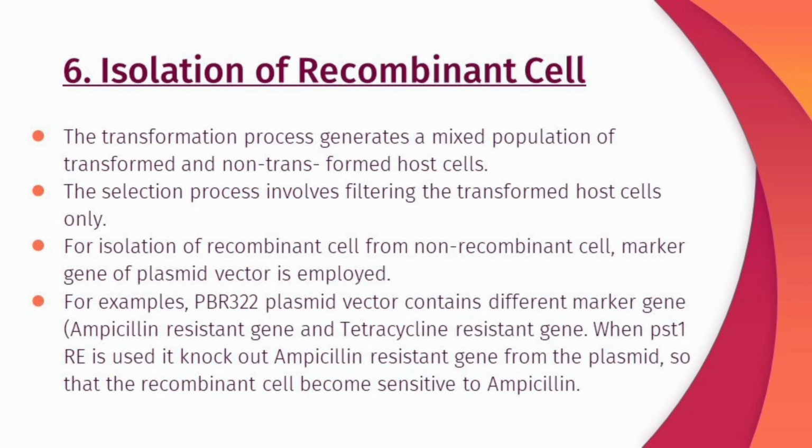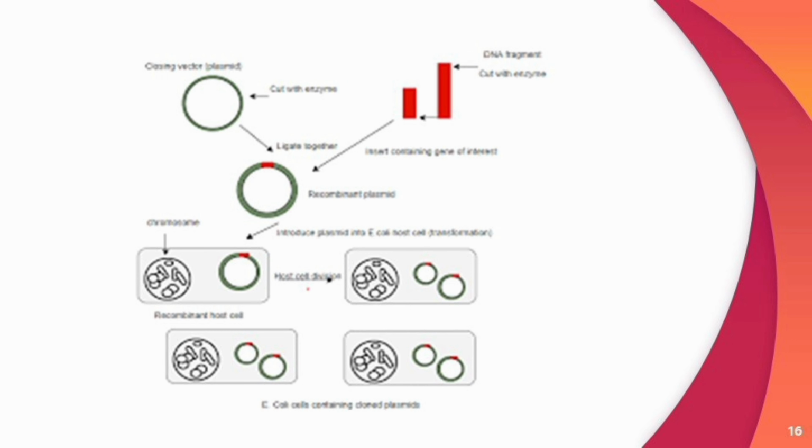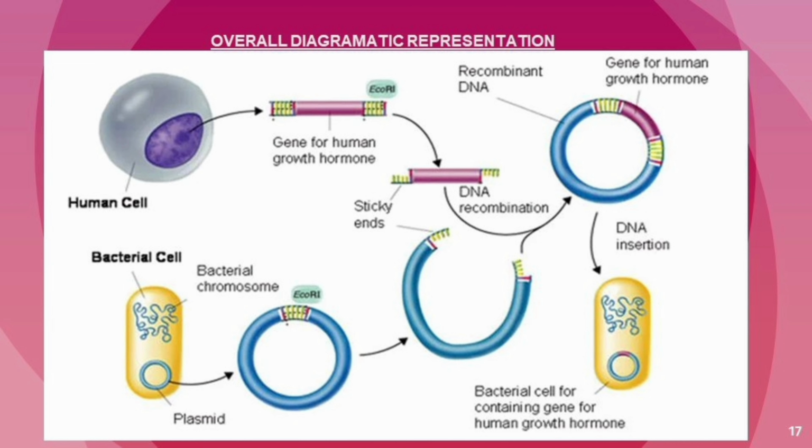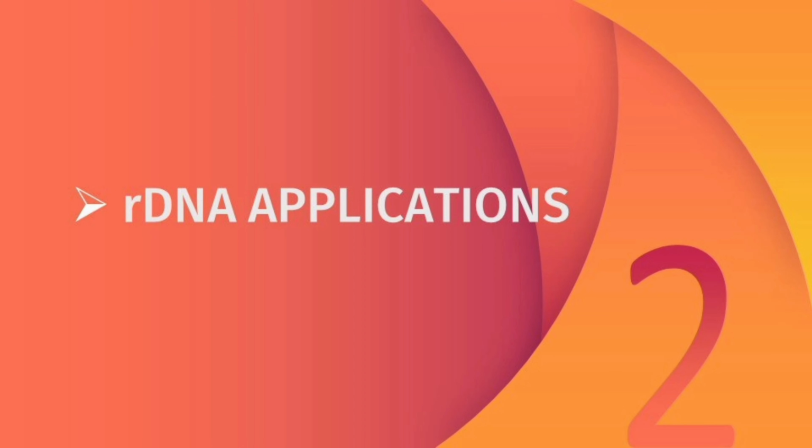PstI restriction enzyme is used to knock out the ampicillin resistance gene from the plasmid so that the recombinant cell will become sensitive to ampicillin. This is the overall diagrammatic representation of rDNA technology steps.